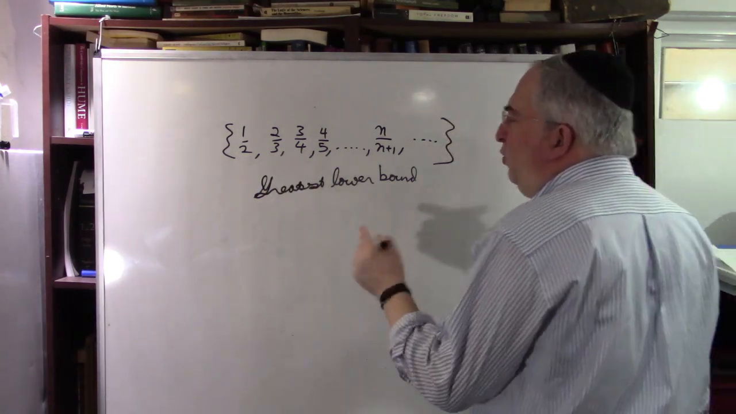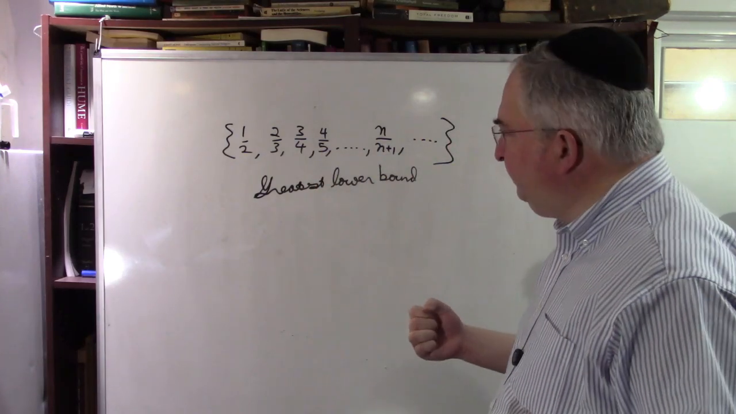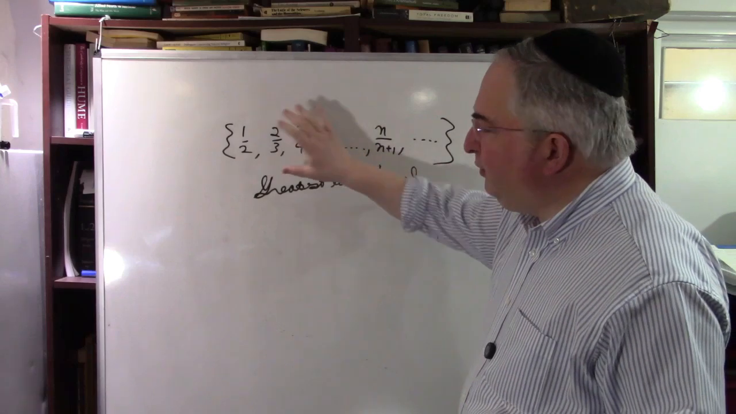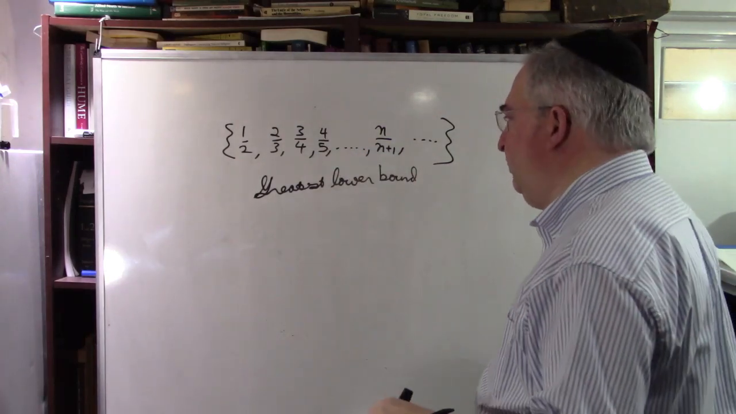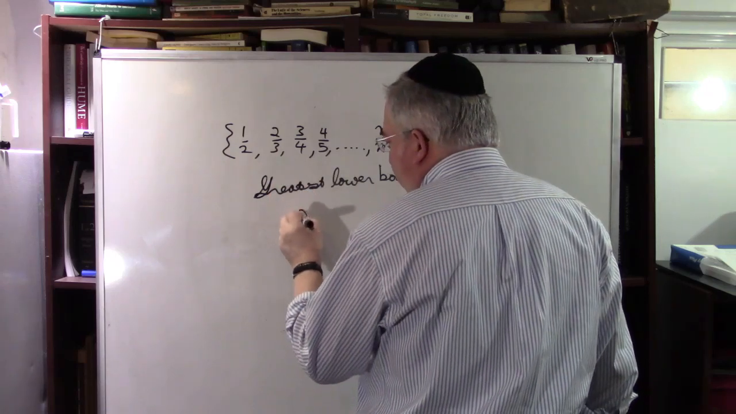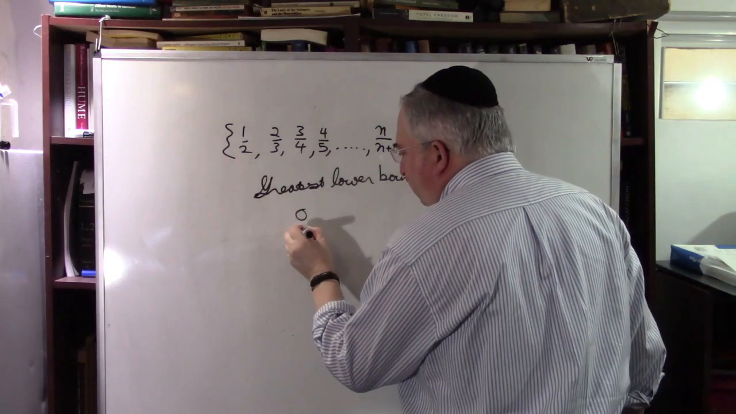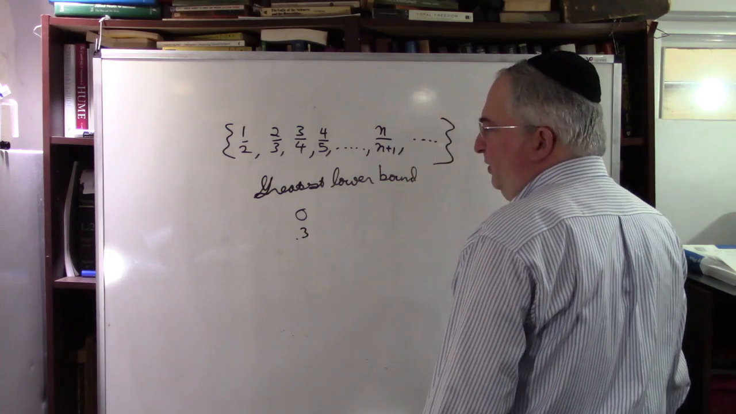We want a lower bound for this set. In other words, give me a number that's smaller than all these numbers. Okay, and the answer is, well, 0 is smaller than all these numbers. 0.3 is smaller than all these numbers.